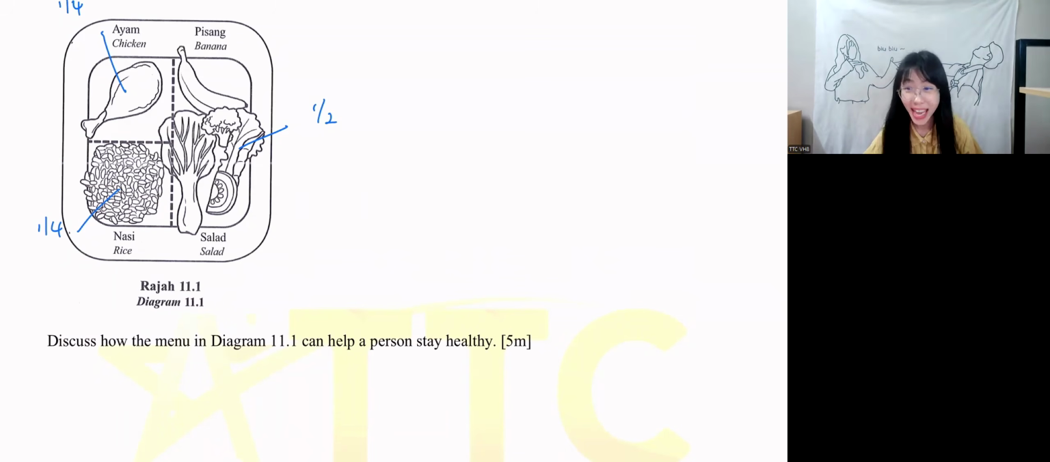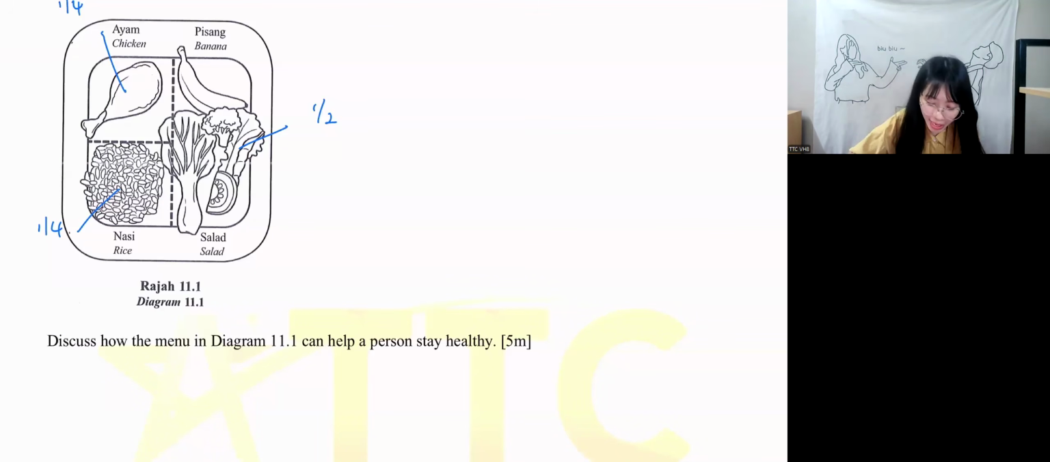Huh? No, why? Guys, of course, yes. This is a very healthy quarter, quarter, half. Of course, it's a yes. Because this is actually for Malaysians, who have a problem with obesity and diabetes mellitus. This can reduce obesity and diabetes mellitus, and is healthy.